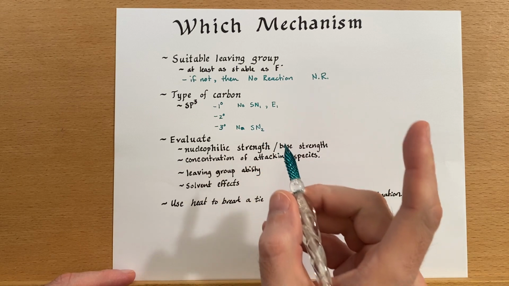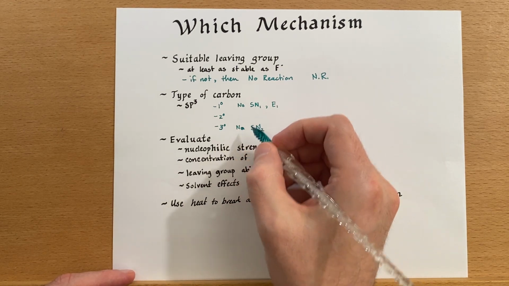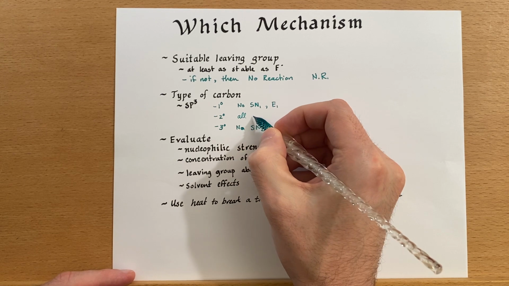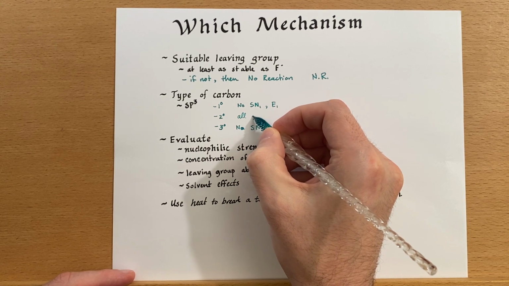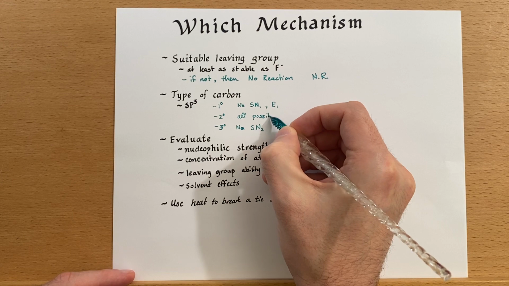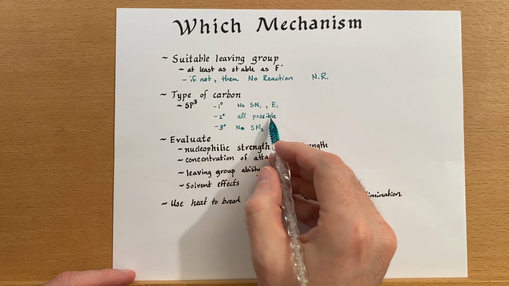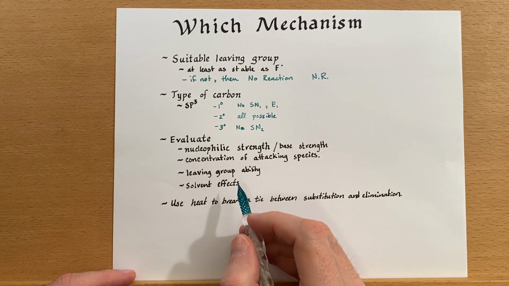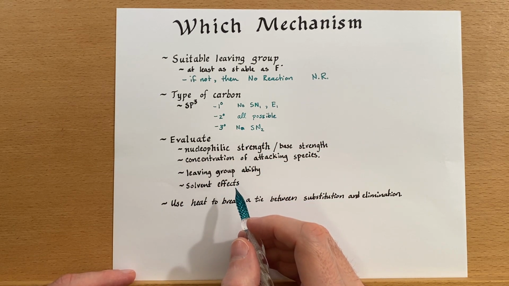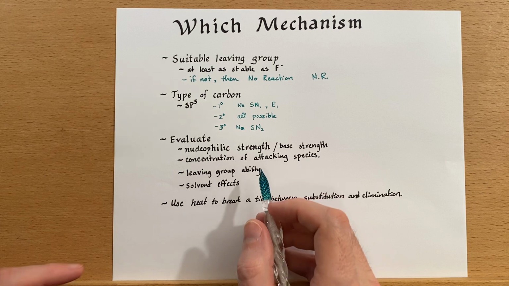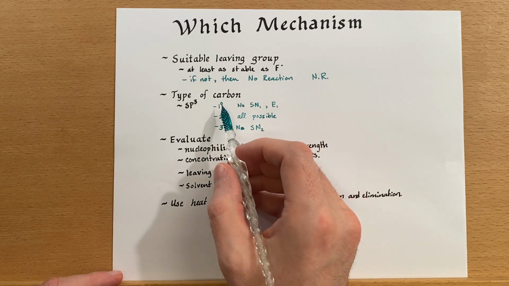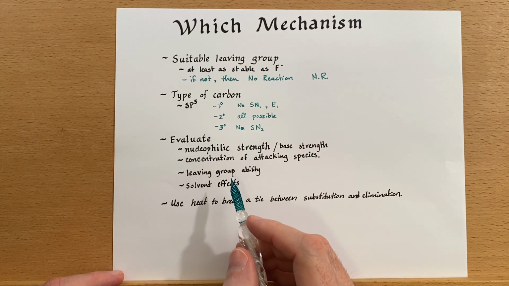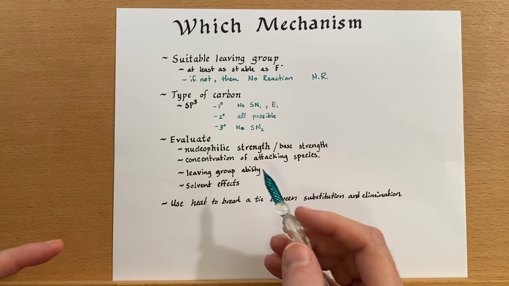And then if we have a secondary carbon, all of these reactions are possible. This is where we'll have the most trouble deciding which mechanism it can be, because, again, we have to consider all possibilities. At least in a primary or a tertiary carbon, we can eliminate some of the possibilities from consideration.